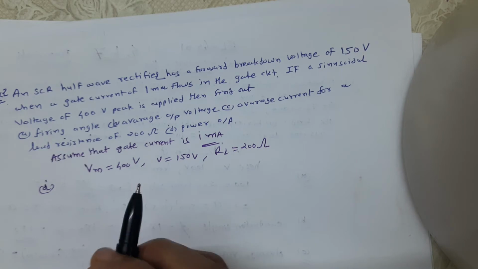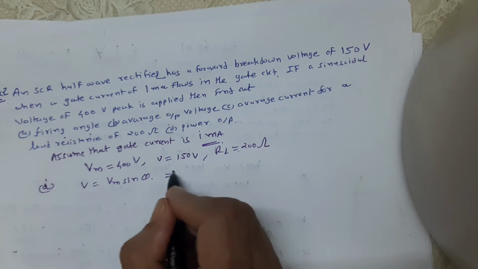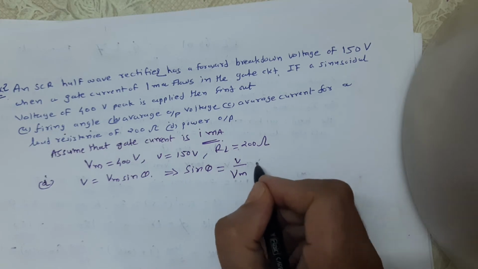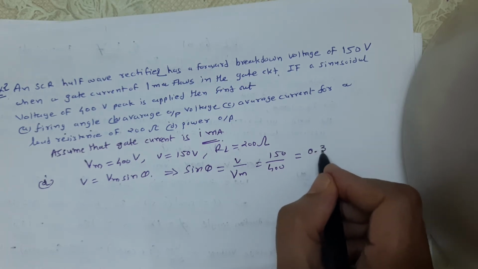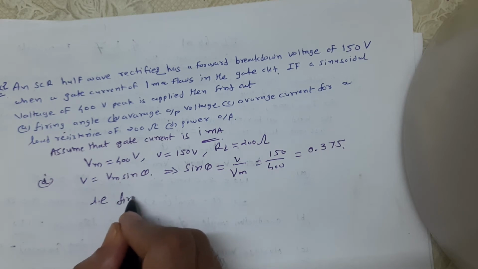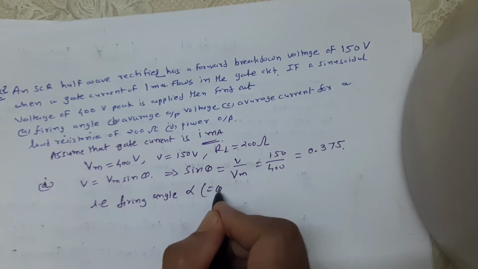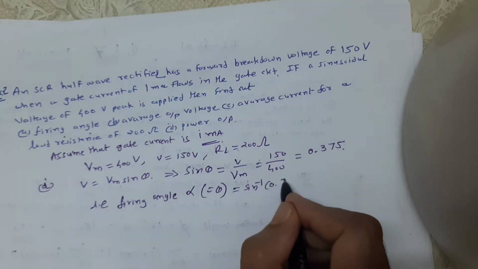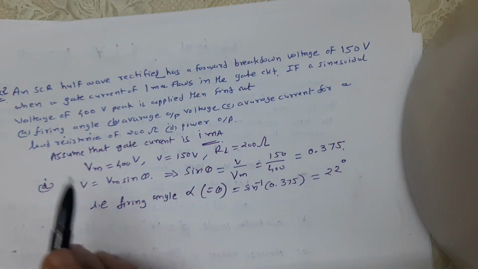To find out the firing angle, V is equal to Vm sine theta. Therefore, sine theta is equal to V upon Vm, which is equal to 150 upon 400, which is 0.375. Therefore, the firing angle alpha is equal to theta, which is sine inverse 0.375, equal to 22 degree. In this way we find out the firing angle.